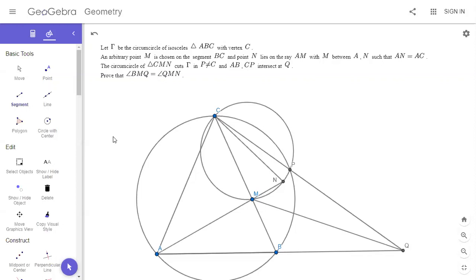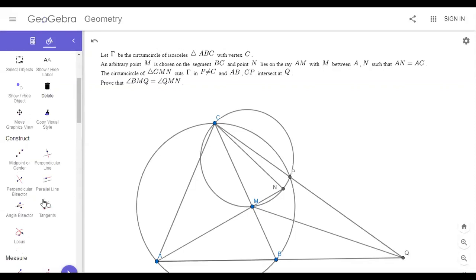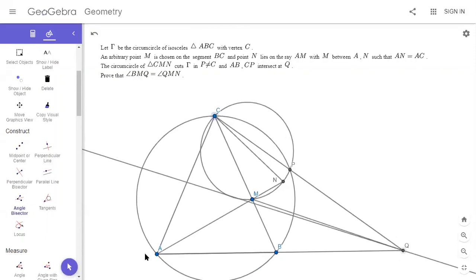QM is the bisector of CQA. Oh, that looks like it's true. No, QM is not the bisector of CQA. That looks really close, but it's not. At least I don't think it was based on that. Yeah, no.